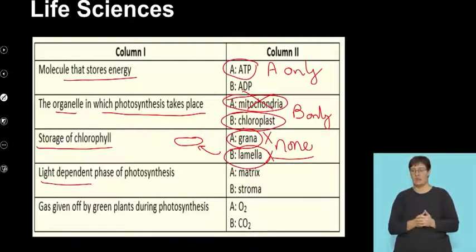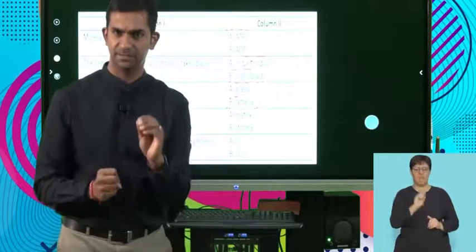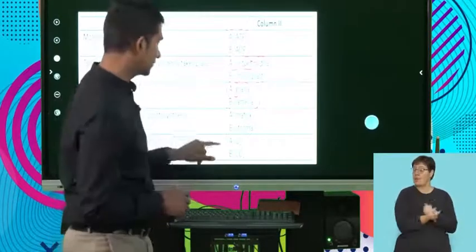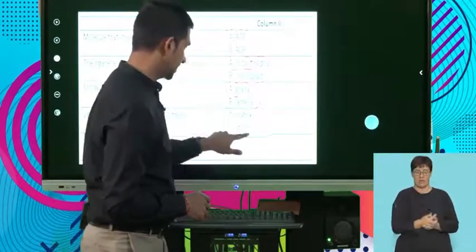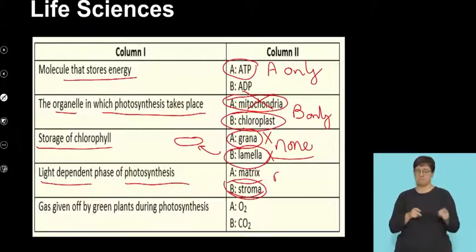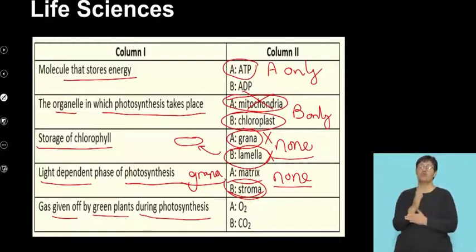The light-dependent phase of photosynthesis. Guys, this was the first step that we looked at. What happens during the first process? We saw that it happens in the grana. So here we've got the options of the matrix and the stroma. Unfortunately, it's in neither of these, because we know that it happens only in the grana, which is the first phase of photosynthesis. Finally, the gas given off by green plants during photosynthesis.